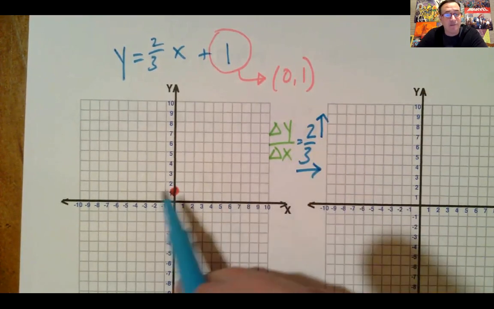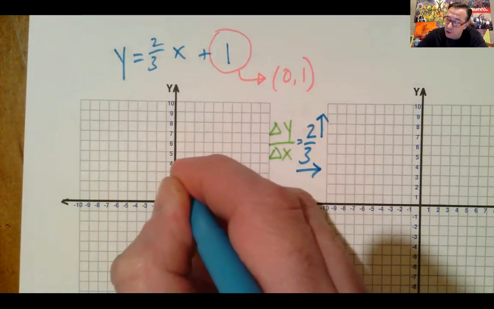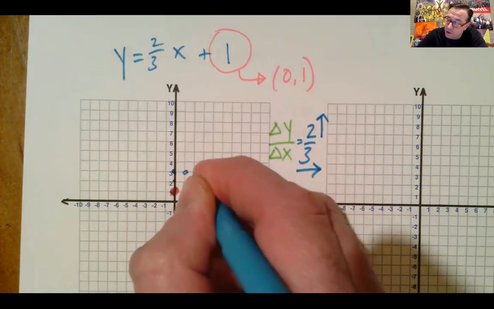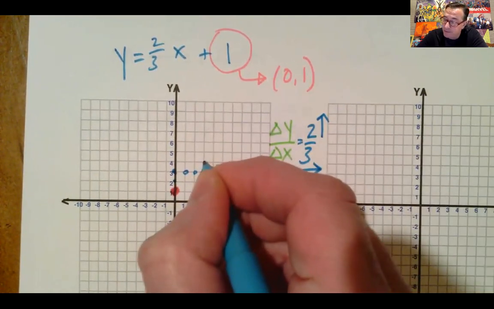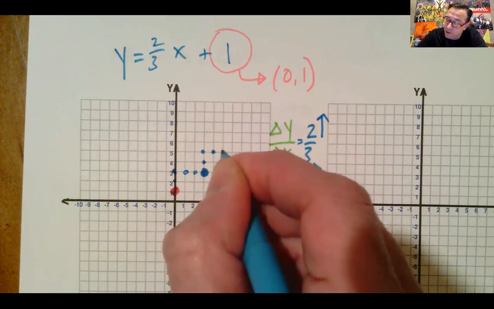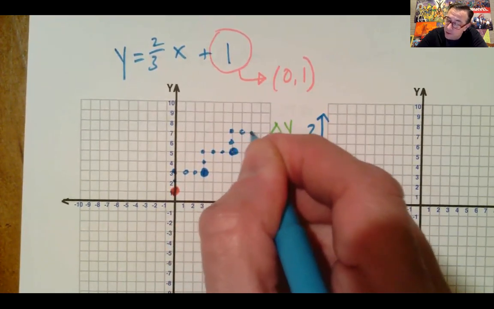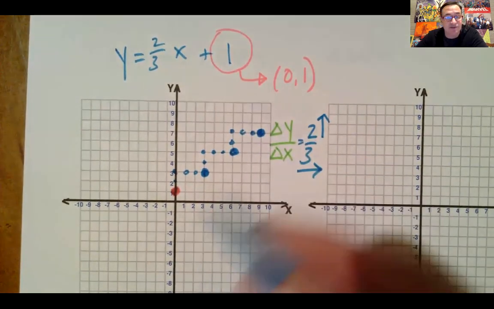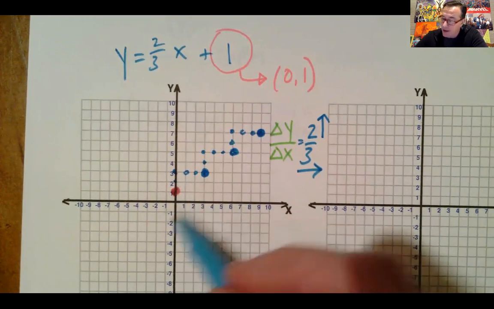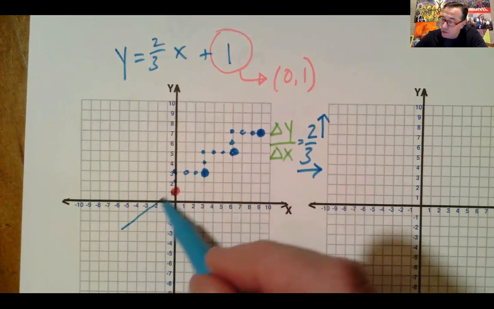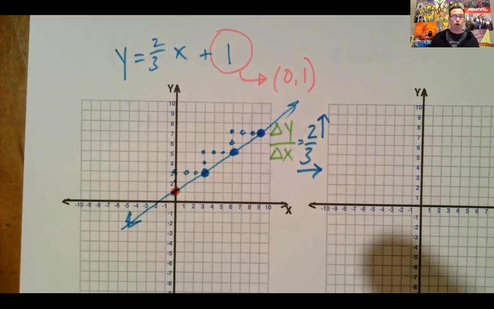So basically, from my starting value, this is all I got to do. Up 2, 1, 2, over 3, 1, 2, 3. Then I'm just going to keep doing that until I run out of graph. Up 2, over 3, up 2, over 3. And that seems like that's kind of as far as I'm going to get here. I got 4 points. It's plenty. And so here's all I got to do. Draw a nice happy line through there. Got our graph. We're good.